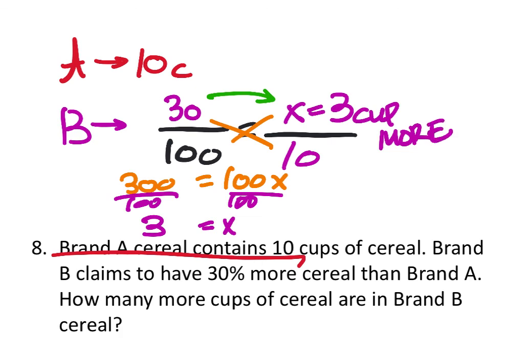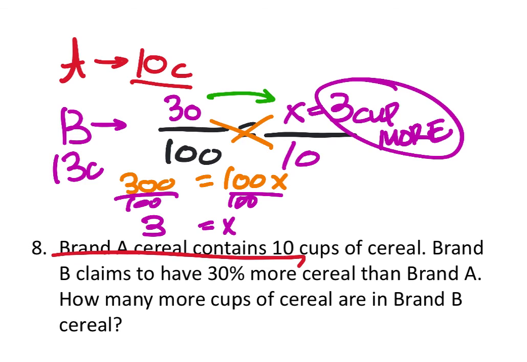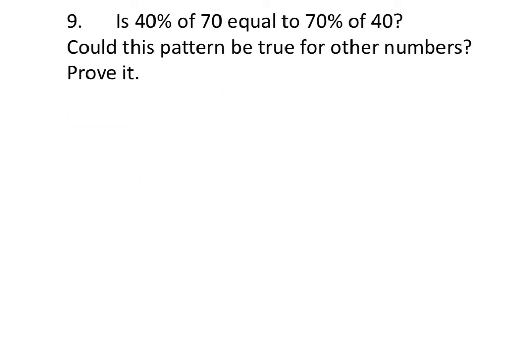Or if they wanted the total amount of cups in brand B, which is not the question, it would have been 13 cups, right? I guess I shouldn't circle that in. It's 3 cups more in brand B. But there would have been 10 cups in brand A and 13 cups in brand B.